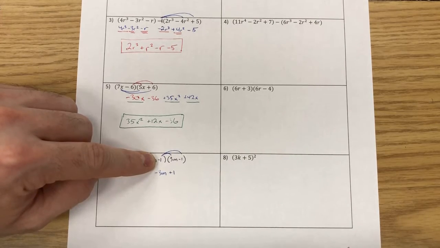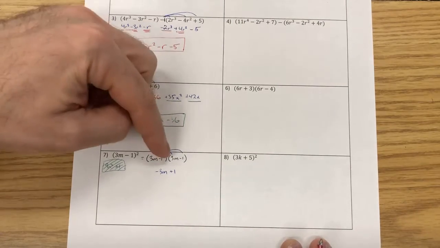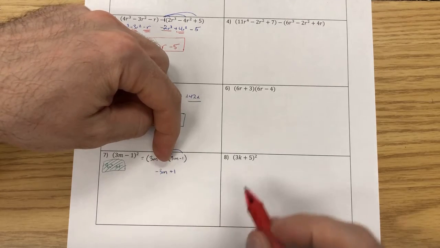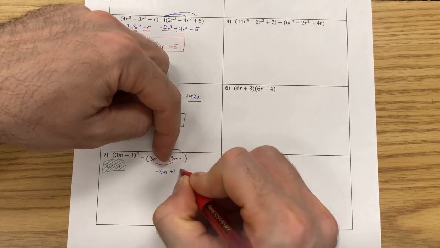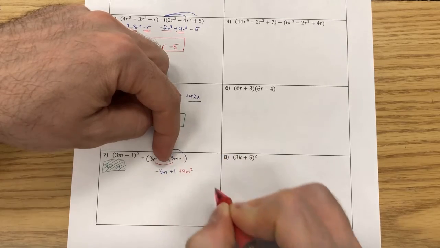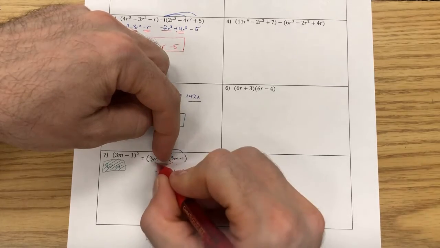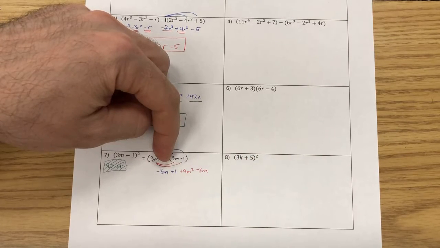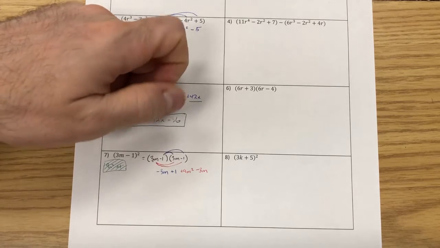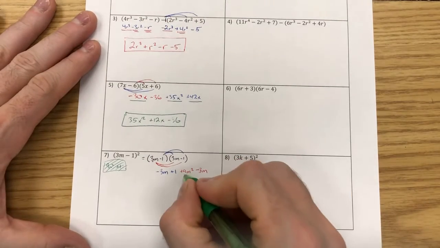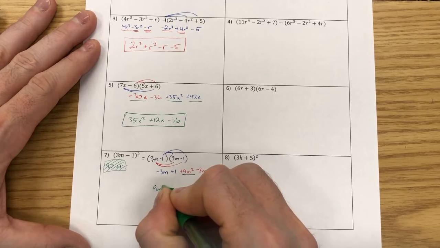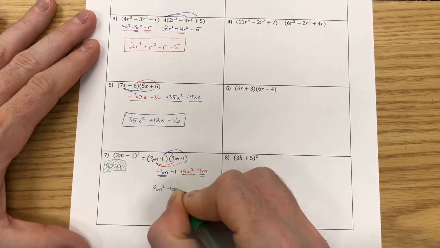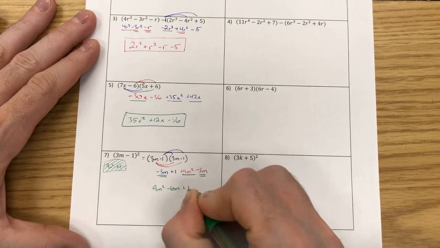Then I only deal with the 3m. So I say, okay, what is 3m times 3m? That is 9m squared. Then what is 3m times negative 1? Negative 3m. And so I know that my final answer after I combine like terms is going to be 9m squared minus 3 makes minus 6m plus 1.